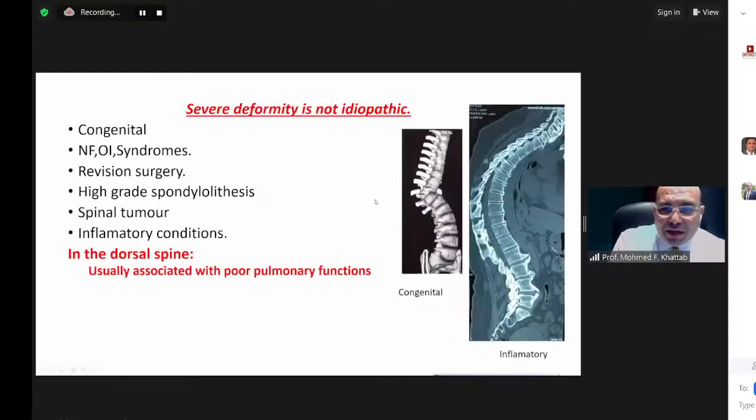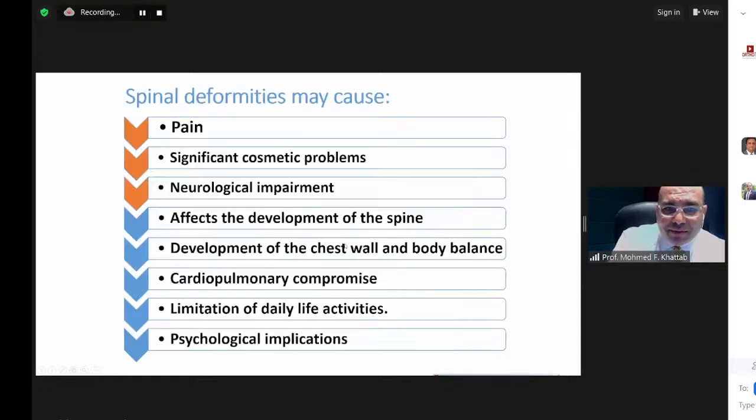It may also be severe, especially in congenital cases like congenital malformation or congenital failure of segmentation. It can be a severe deformity in syndromes like neurofibromatosis dystrophic type. It may also be complicated with revision surgeries, high-grade spondylolisthesis. It may be due to spinal tumors or inflammatory conditions like ankylosing spondylitis or diffuse idiopathic hyperostosis. If the deformity is severe in the dorsal spine, it may cause pulmonary problems.